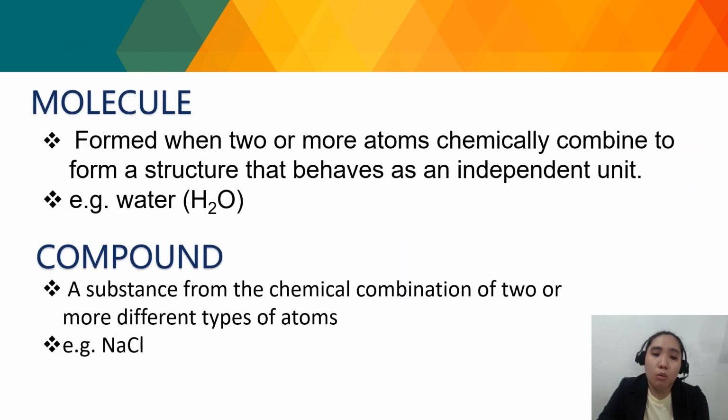Next, you also have your molecules, which are formed when two or more atoms chemically combine to form a structure that behaves as an independent unit. So you have, for example, your water. And then a compound is a substance from the chemical combination of two or more different types of atoms. For example, your sodium chloride or table salt.